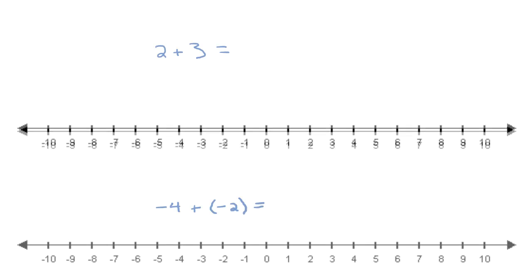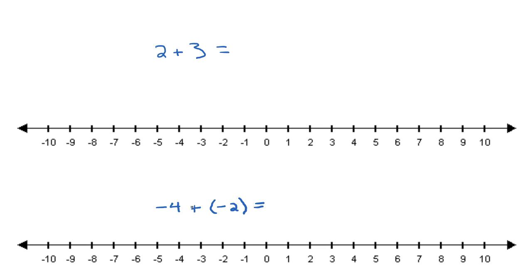Hi, in this video we are going to take a look at adding positive and negative integers. Let's use the number line to add two numbers. First, two positive numbers and then two negative numbers.